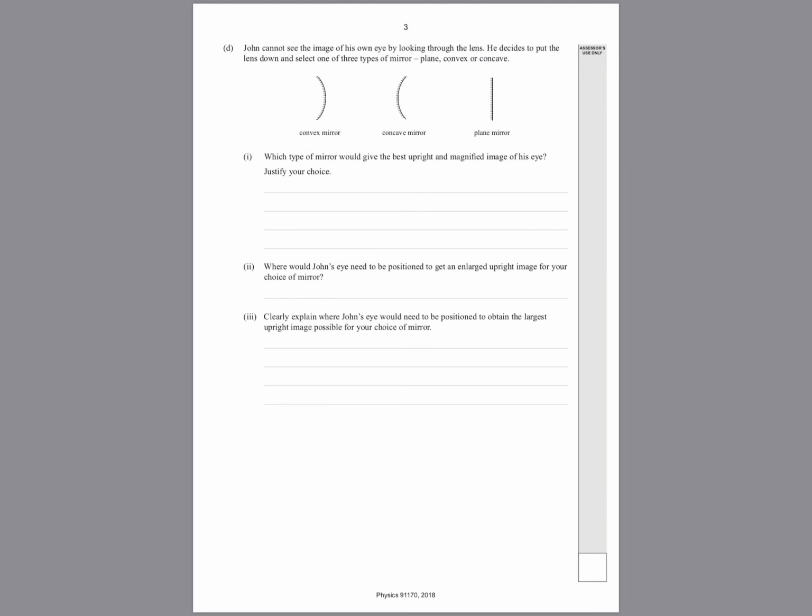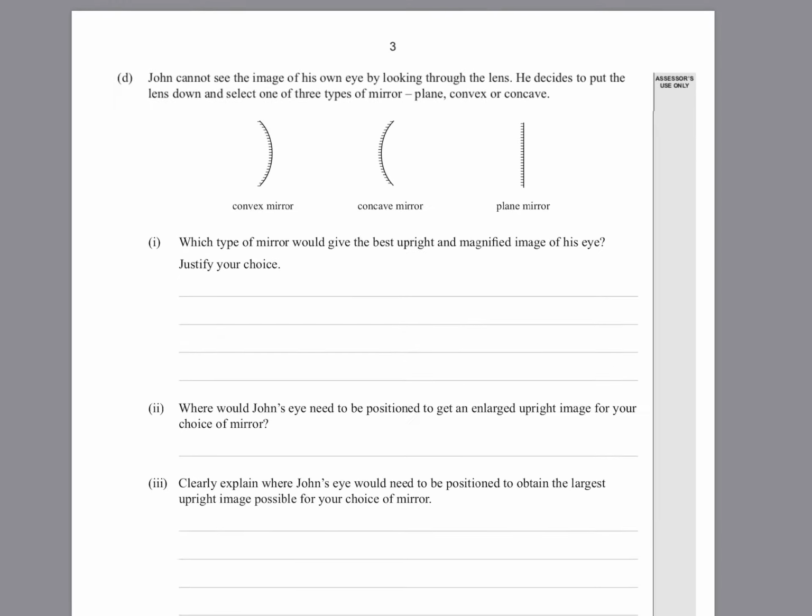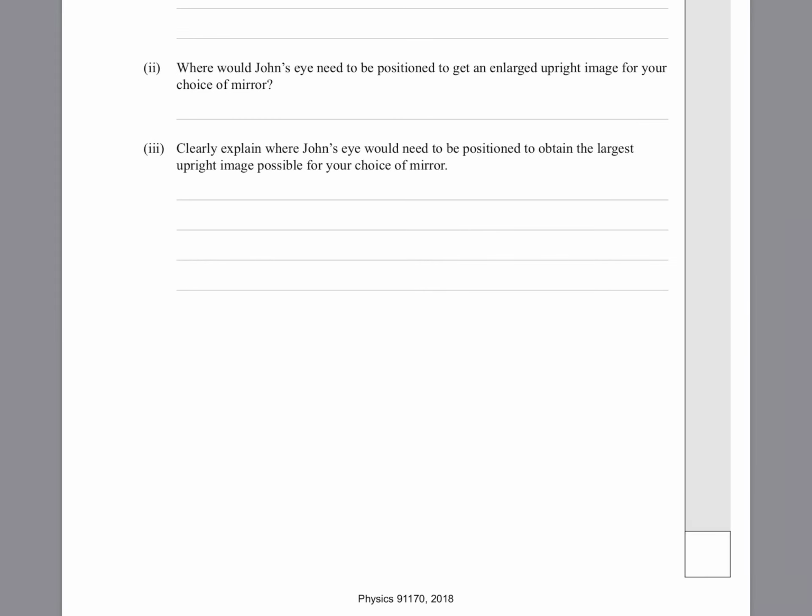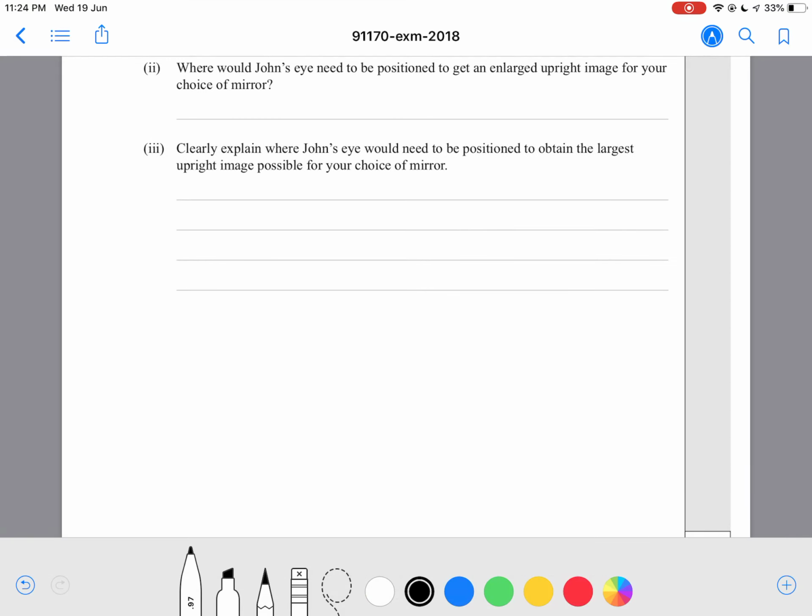John cannot see the image of his own eye by looking through the lens. He decides to put the lens down and select one of the 3 types of mirror: plane, convex, or concave. Which type of mirror will give the best upright and magnified image of the eye? For the concave mirror, we know it will produce the magnified image.